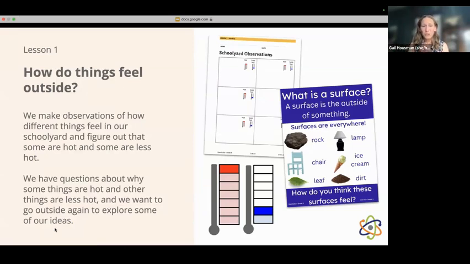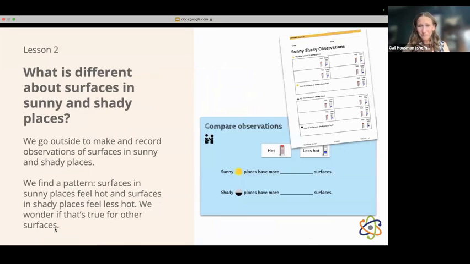So then in lesson 2, we get to go outside again. And this time we are focused on, we think there's something different about what we're feeling in sunny places and shady places. So we have a different handout. Once again, same procedure with my clipboard and my handout, and I get to do this myself, but I'm going to talk to a partner while I'm outside. Draw something that was in a sunny place and circle whether it was hot or less hot. Draw something you felt in a shady place and whether it was hot or less hot. And so we're starting to, again, make those observations.